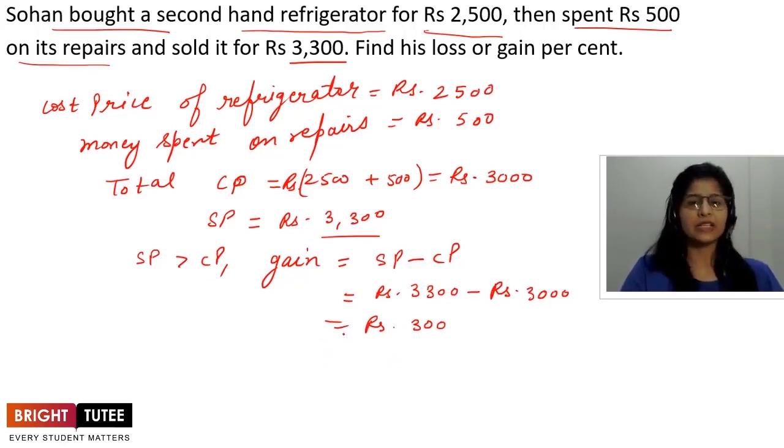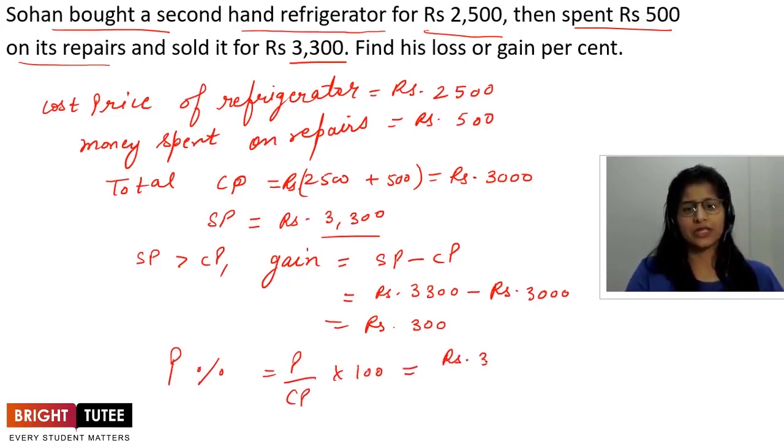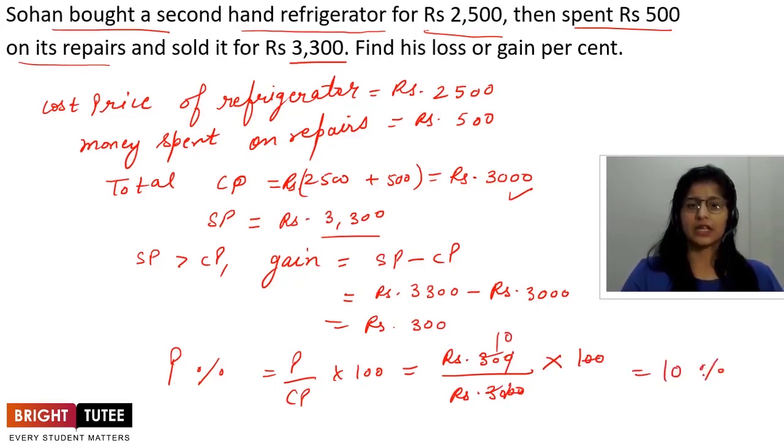Now we have to calculate the percent also. Profit percent is calculated as profit upon CP into 100. The profit is 300 rupees, divided by the cost price, 3,000, into 100. Cancel the zeros, and 3 ones are 3, 3 tens are 30, so we get 10%. The profit, or gain, percent is 10%.